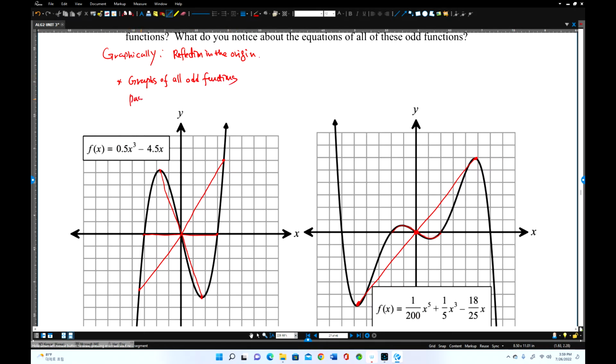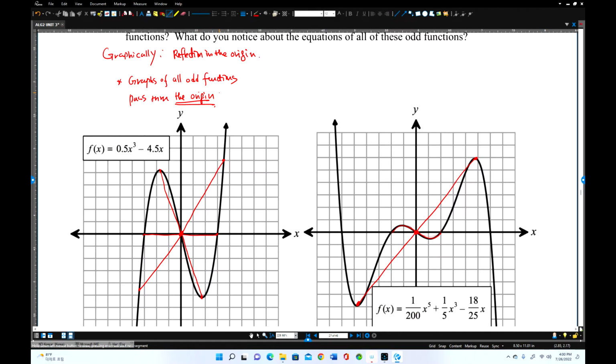Always pass through the what? Pass through the origin, right? It doesn't pass through the origin, that is not the function, okay? Always pass through the origin, okay? That's it.